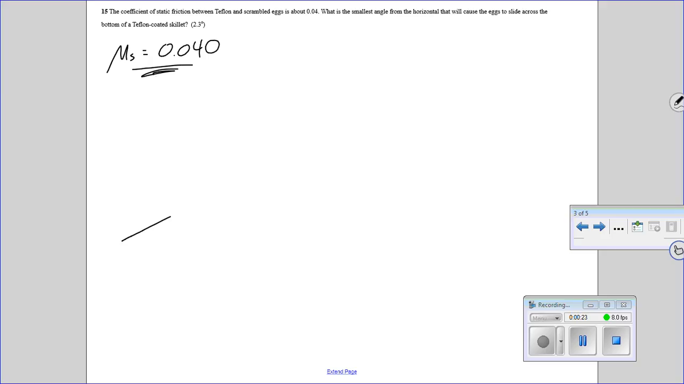Okay, so here's the idea. We're going to have our pan. It's inclined at some angle. We're looking for this angle. And then here's our scrambled eggs, right? Oh, I guess they wouldn't have a yolk if they're scrambled. So let's think about what forces are on this thing.